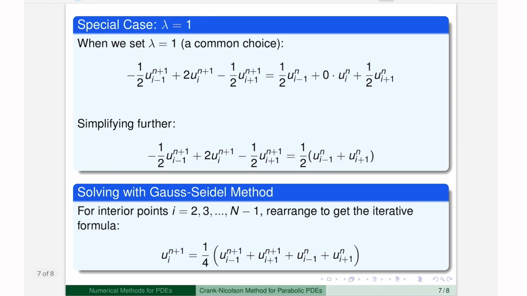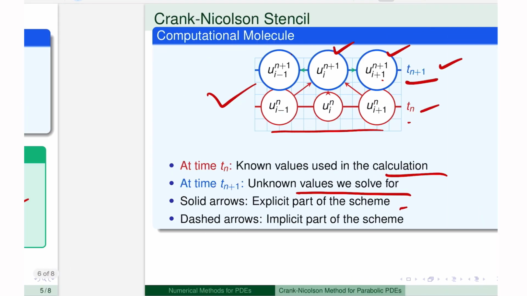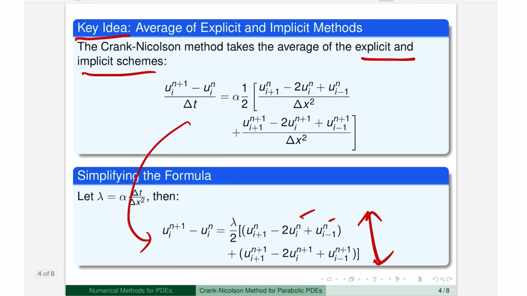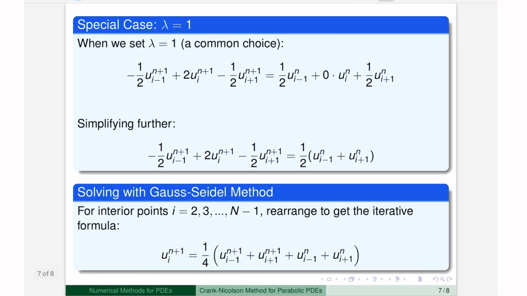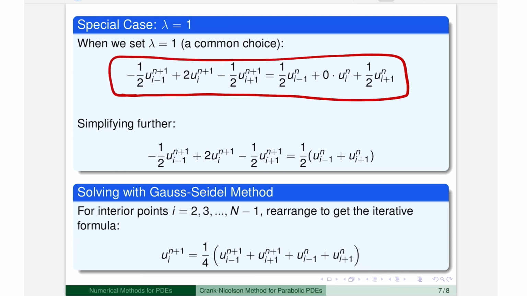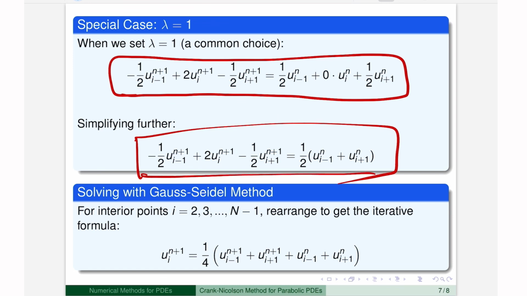Now here is a special case, which is very important. If I consider lambda equal to 1, what will happen? If I put that in and simplify, the final equation will be u_i^(n+1) equals 1/4 of (u_(i-1)^(n+1) plus u_(i+1)^(n+1) plus u_(i-1)^n plus u_(i+1)^n), where i is 2, 3, up to n minus 1. These are the interior nodes. So remember, if lambda is equal to 1, you will get this. Here 1, 2, 3, 4, 5: this is the five-point formula for the Crank-Nicolson method.